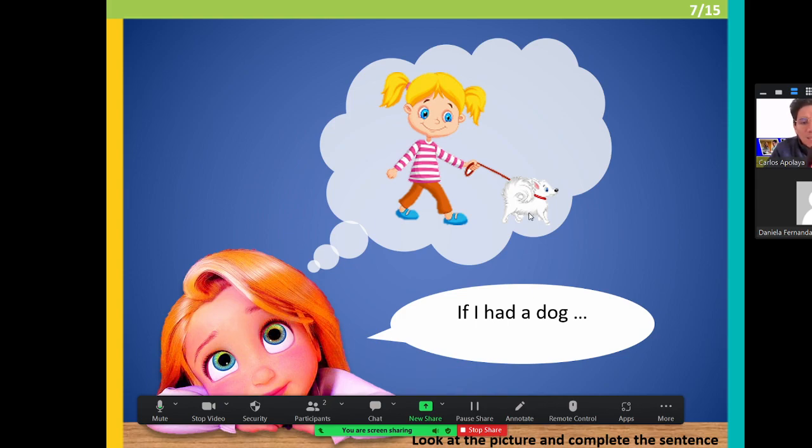Uno más, if I had a dog. ¿Cómo dirías? Lo pasearía. I would walk it. Walk también es caminar. ¿Ok? Lo pasearía. I would walk it.